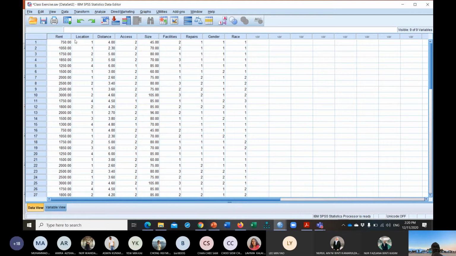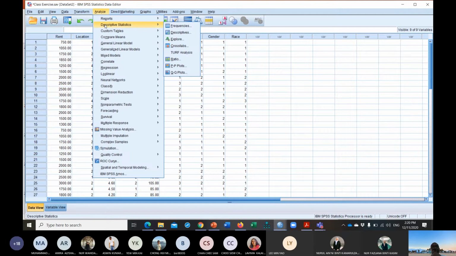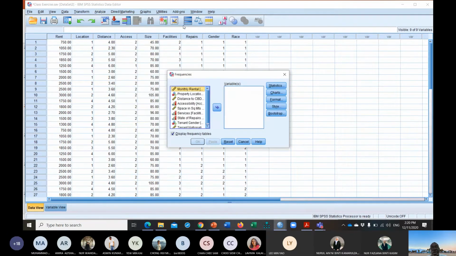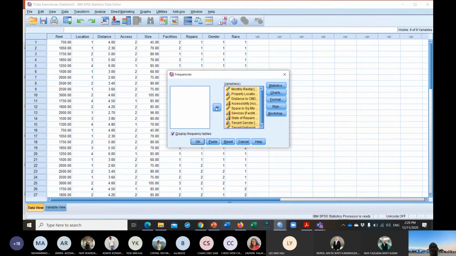So I start with descriptive statistics. We analyze, and we go to descriptive statistics, frequencies. If you want the frequency count, all the variables we want to be counted, we put here. I can get all these nine variables and put them here, because I want to do my descriptive statistics on all of them. Number 1, frequency table has been selected.